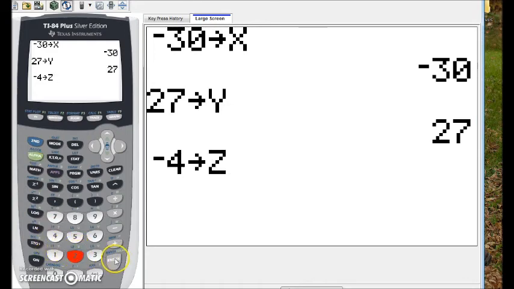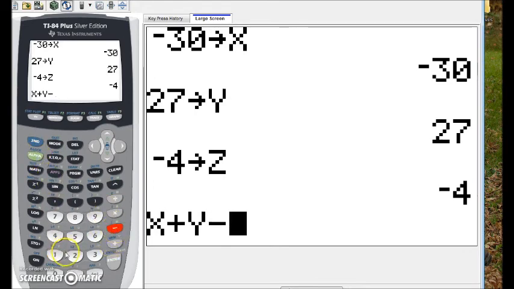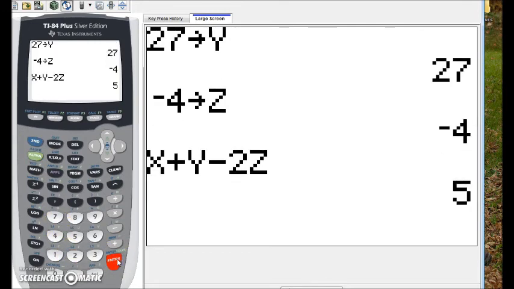So now it's stored. And now that x, y, and z are stored with their values, I'm going to type in one of the equations. So I'll type in the first one, x plus y minus 2z. So minus 2, and the alpha for the z. And this should equal 5 if I've done my work right. And then I can proceed to use the same process to check the second and third equations and make sure they work out as well.